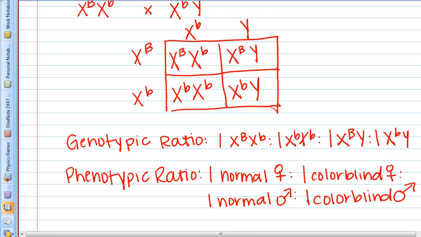As you go through these problems, you are going to see that you have to differentiate between females and males. We'd also talk about probability. This one would be a 25% chance of a normal female, 25% chance of a colorblind female, 25% chance of a normal male, and 25% chance of a colorblind male. We get that from saying I had 1 chance out of 4 for each one of these to be happening.